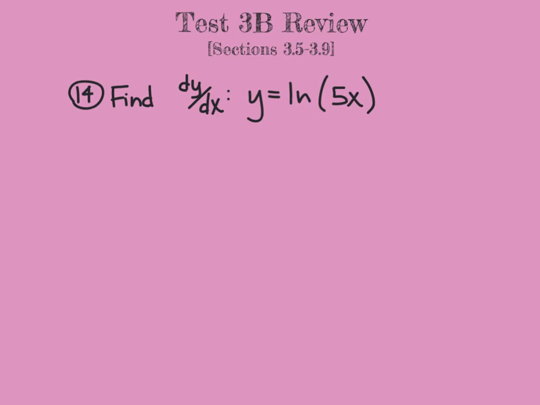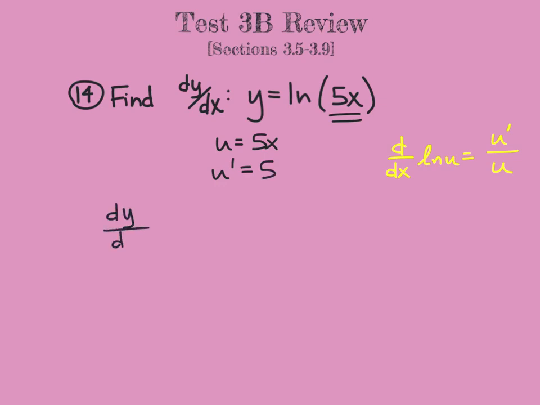Our last problem is again having us find the derivative. The rule for finding the derivative of ln of u is u prime over u. So it's 1 over u times the derivative of u, so u prime over u. So that's our rule. Finding the derivative of this, our u value in this case is 5x, so then u prime is 5. If we find the derivative, u prime over u, we end up with 1 over x, and it is that simple.